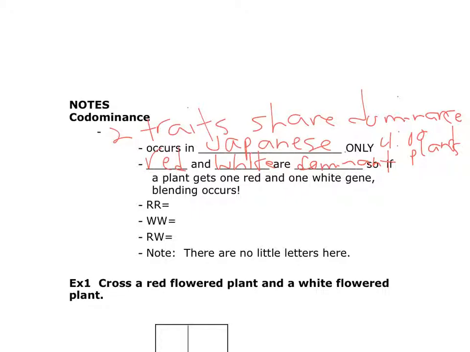There are no little letters. Big R is going to represent a red plant. Big W is going to represent a white plant. And if you get one of each gene, an R and a W, then you get pink plants. So it's pretty simple. You're going to cross a red flowered plant, which is going to be RR, with a white flowered plant, which is WW. You do the cross as normal. So all of your boxes will have RWs in them.